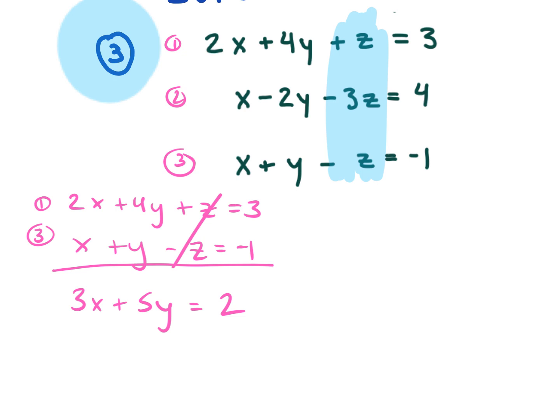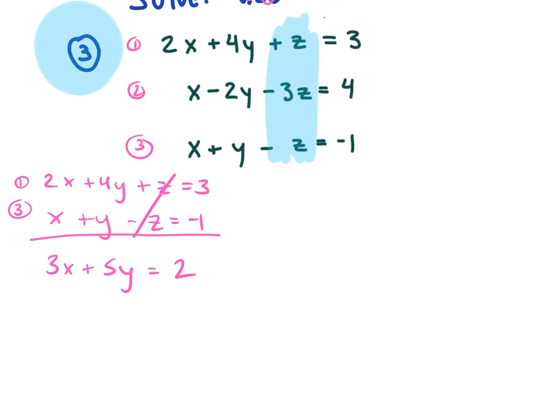We have to do the same thing twice. So we're going to pick another two equations and cancel the z out again. You have to do this step twice. Which two equations do you want to pick next? 2 and 3. Sure, 2 and 3 works. Or 1 and 2. 1 and 2 is easier, so let's do 2 and 1.